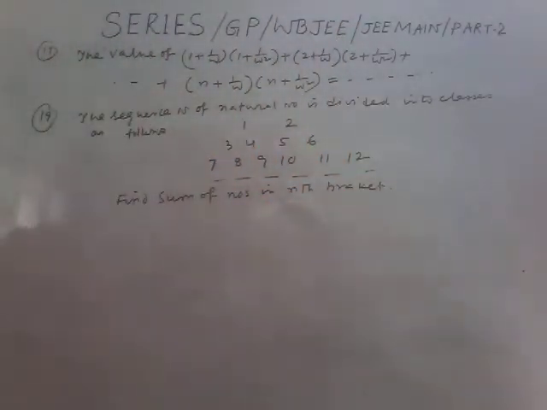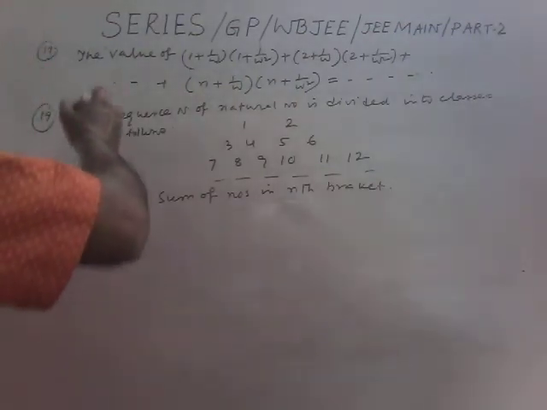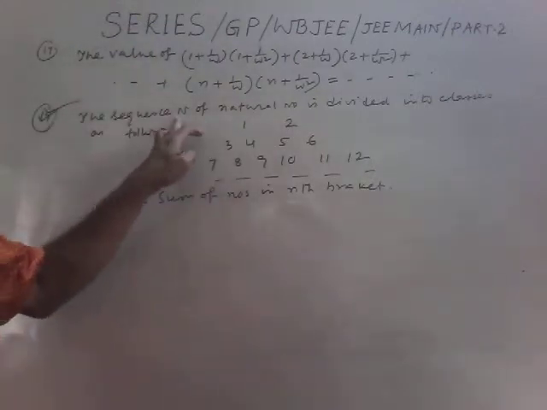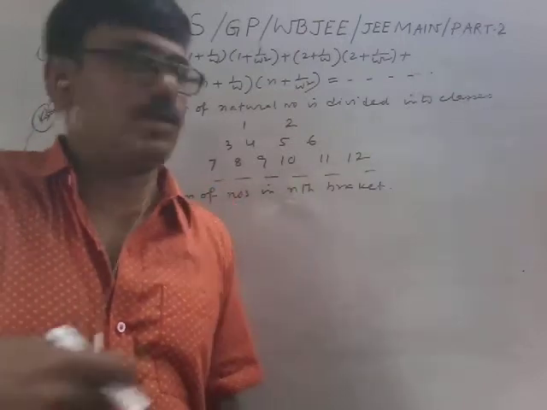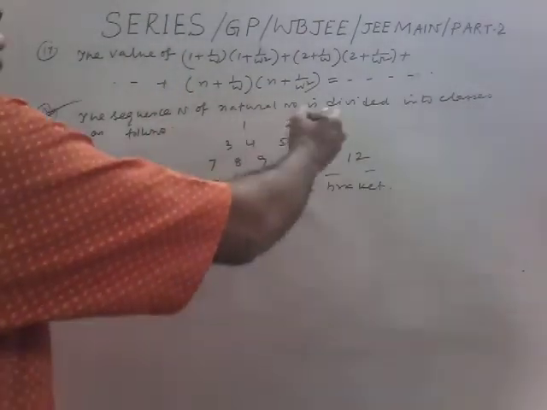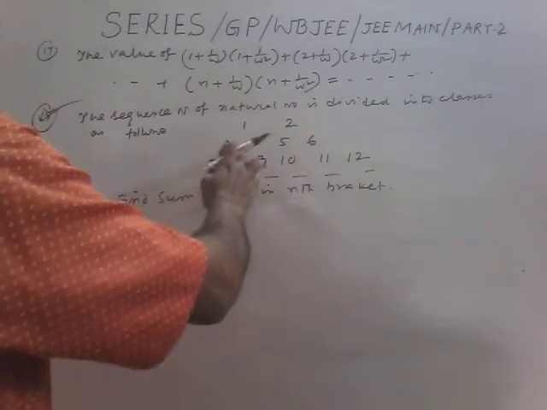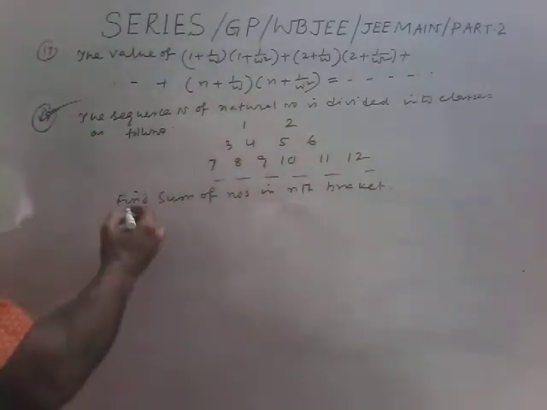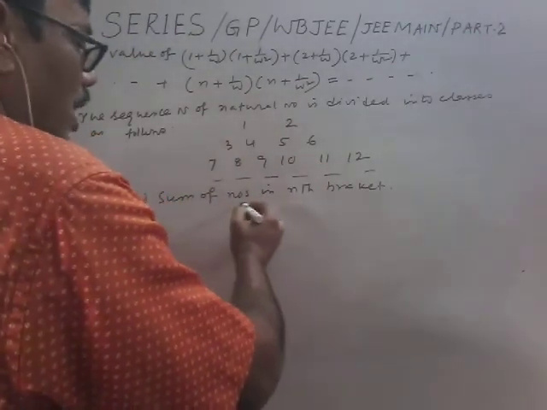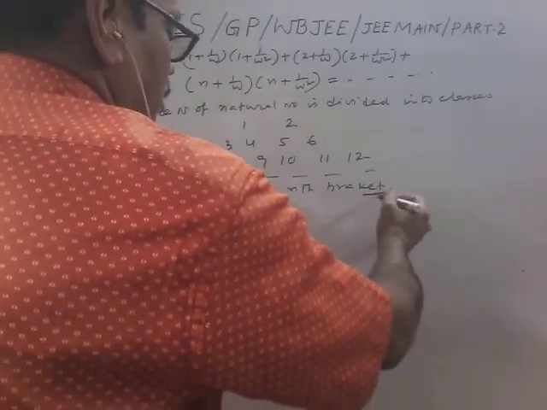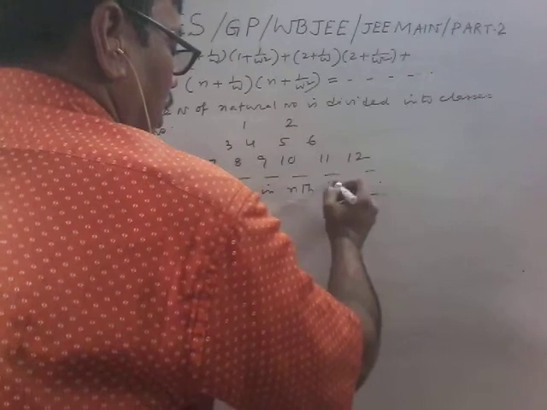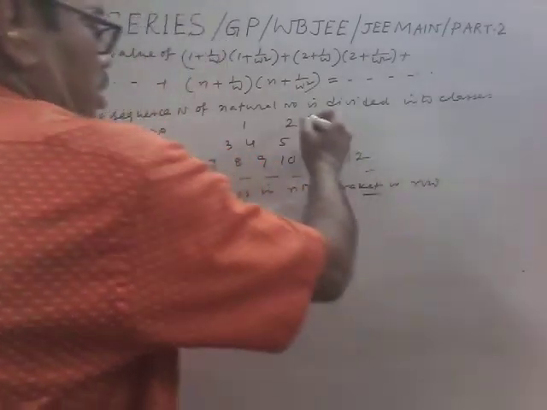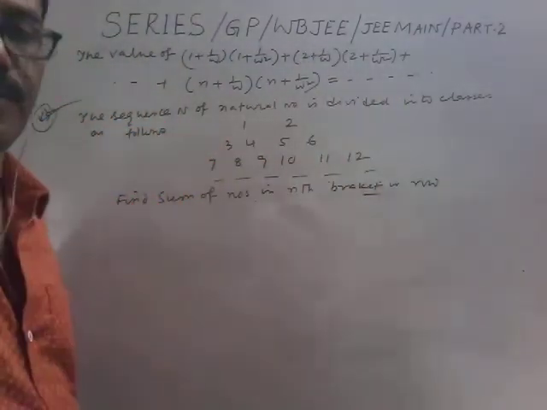Now let us consider these two problems. So problem number 19. The sequence capital N of natural numbers is divided into classes. So first row containing 2 elements, second row 4 elements, third row 6 elements. Then find the sum of the numbers in the nth bracket, that is in the nth row. This is first, second, third, nth.